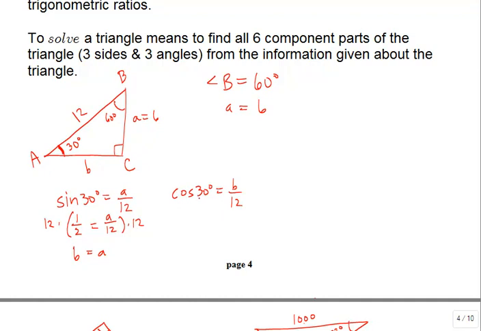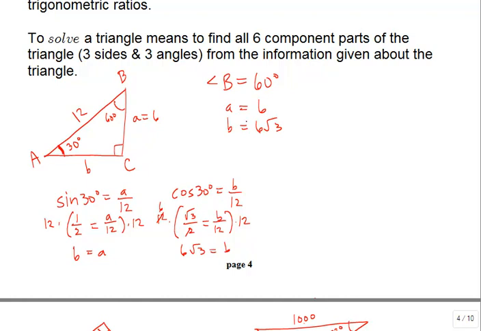Now cosine of 30 degrees, again, that's pi over 6. So cosine of pi over 6, you have to have memorized that that's square root of 3 over 2. So this becomes square root of 3 over 2 equals b over 12. Again, I'm going to just multiply both sides by 12. 2 goes into 12 6 times, so we're left with 6 root 3 is equal to b.